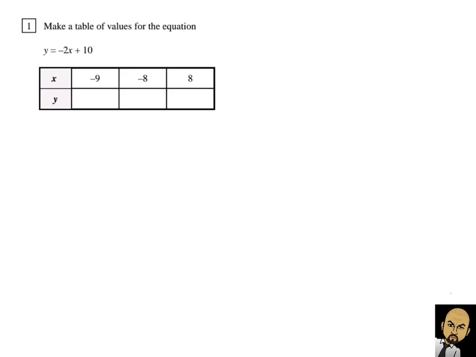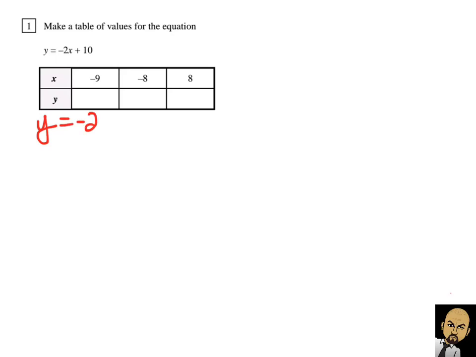Okay, this tutorial is on graphing non-proportional linear equations when you're given an equation and you must complete a table of values. So here we have a table. We've got an equation y equals negative 2x plus 10. I've supplied you with the x values, and I want you guys to give me the values of y when you substitute for the x values.